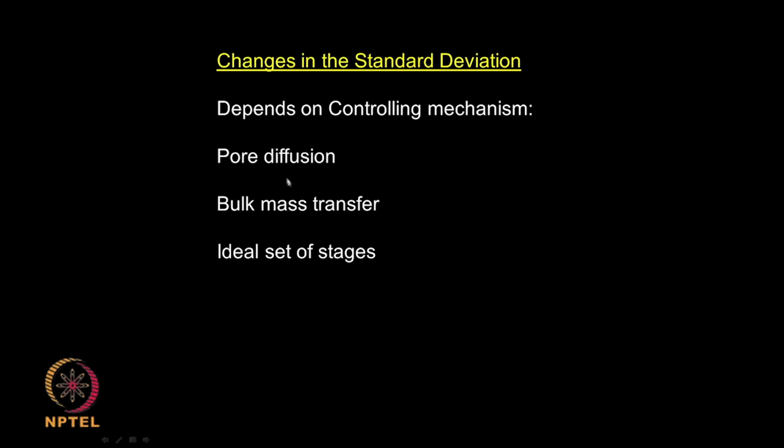Is it pore diffusion, is it bulk mass transfer like I showed you, and it depends on the number of stages also. Generally the number of stages or number of plates is ideal, but it is never ideal, because the distribution of the solute coming out of the column never follows a normal, Gaussian, or bell shaped distribution. So, all these reasons affect your standard deviation and your calculations.